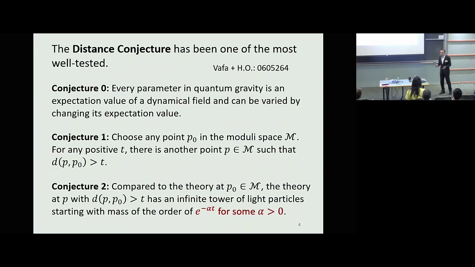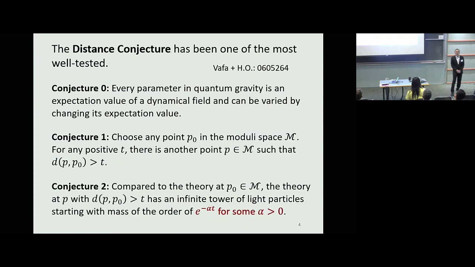The distance conjecture can potentially be useful. It was proposed by me and Vafa 18 years ago, and there are several conjectures. I listed 3 of them. The zeroth conjecture says that every parameter in quantum gravity is the expectation value of a dynamical field and therefore can be varied by changing an expectation value. The first conjecture is that there's always an infinite distance in this moduli space. That is, if you choose any point in the moduli space in the bulk theory, then for any positive real number t, you can find another point at distance greater than t. The second conjecture makes it quantitative: if you have such a distant point, then there is always a light particle with mass decaying as e to the minus alpha t for some alpha. These are the 3 conjectures.